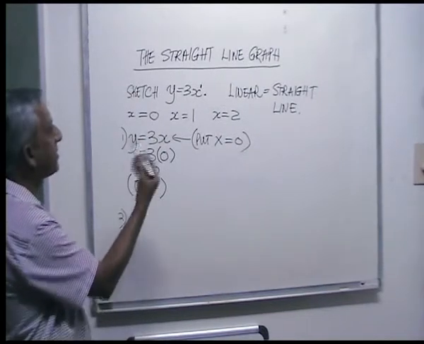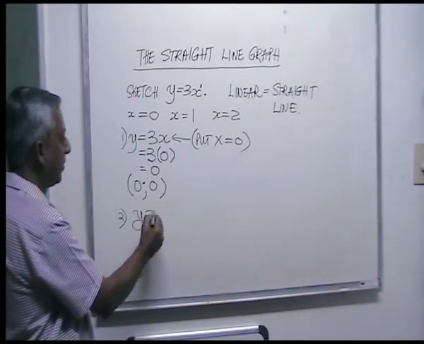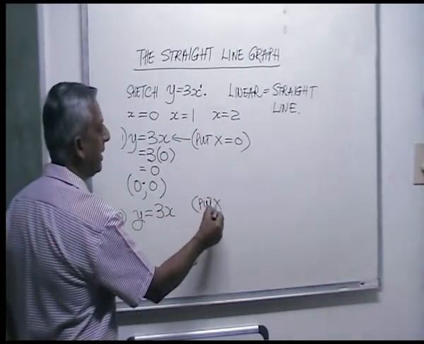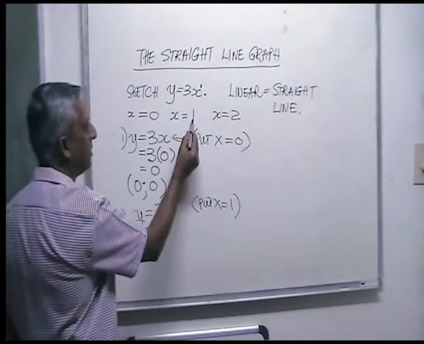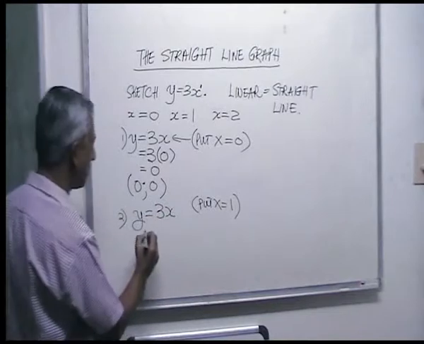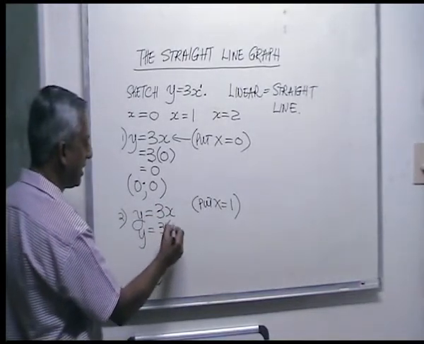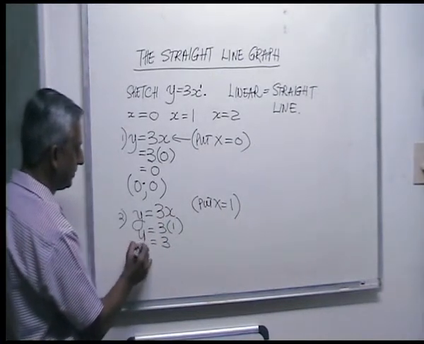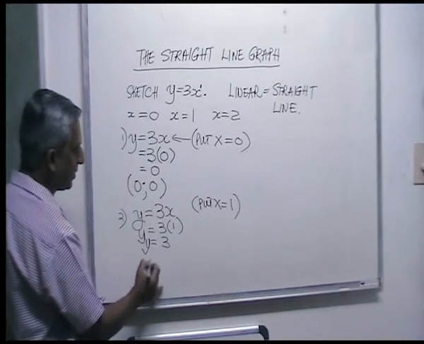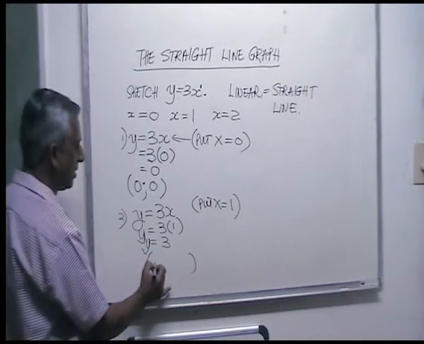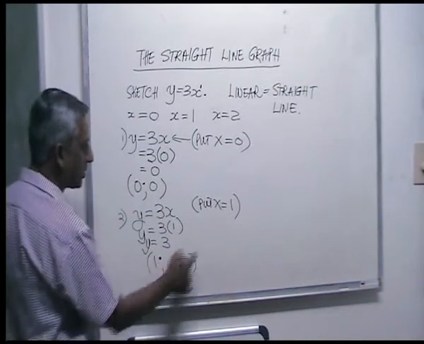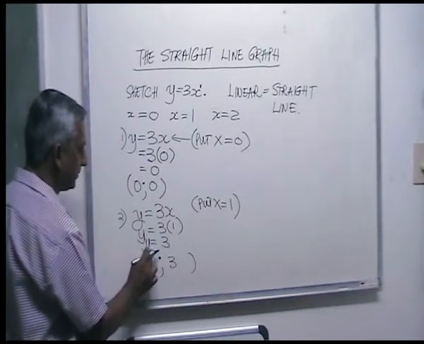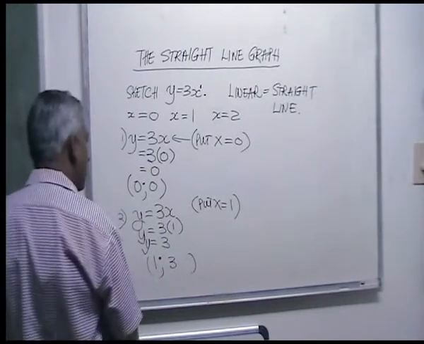To find the second ordered pair, you write the equation down again. y is equal to 3x, and this time you're putting x is equal to 1. You chose 0, 1 and 2. Now we're putting x is equal to 1. So y is equal to 3 times 1, and 3 times 1 is 3. So the final answer is y is equal to 3. So this ordered pair is 1, because we chose x to be 1, and y is 3.